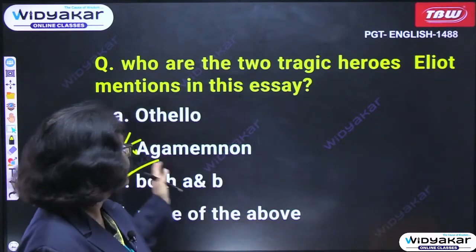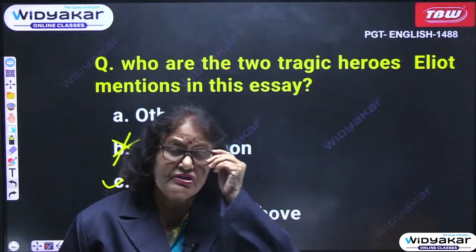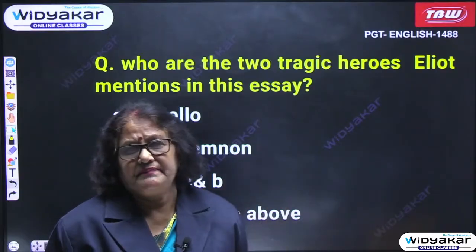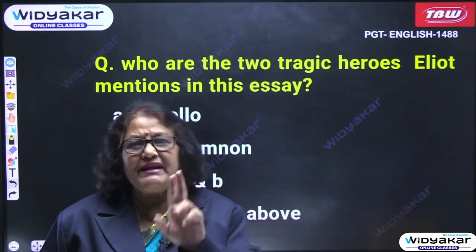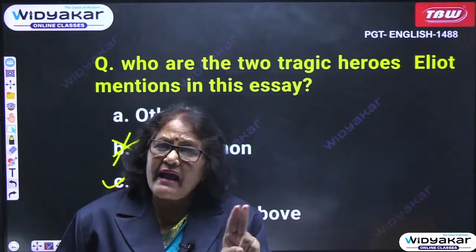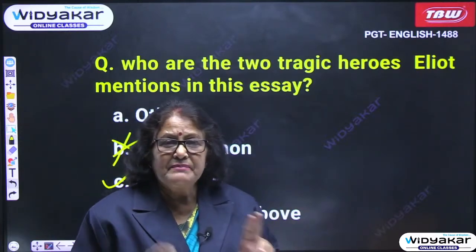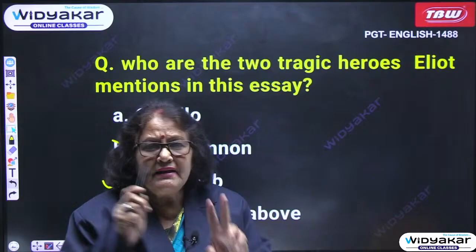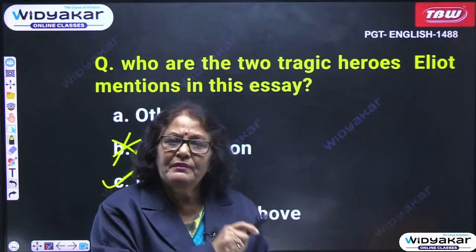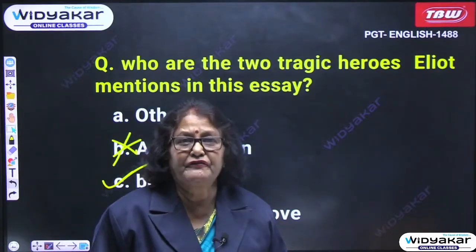Then Agamemnon. Agamemnon is like an Aeschylus tragedy. He was a Greek warrior. Agamemnon and Menelaus were two brothers. Understand? Remember this. Menelaus was the king of Sparta. Agamemnon married Clytemnestra, and his brother Menelaus was married to the beautiful Helen of Troy.